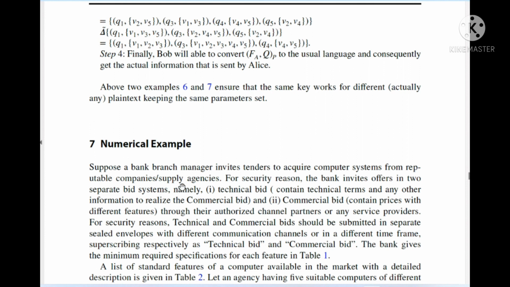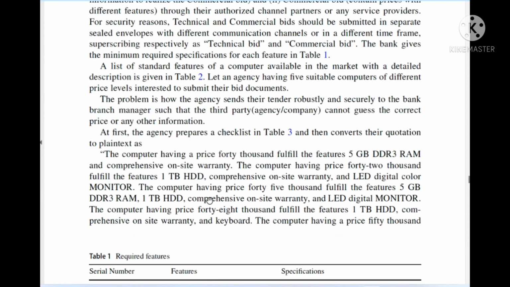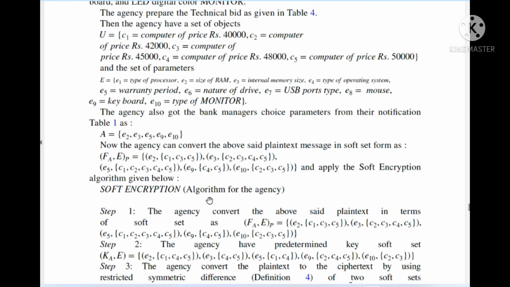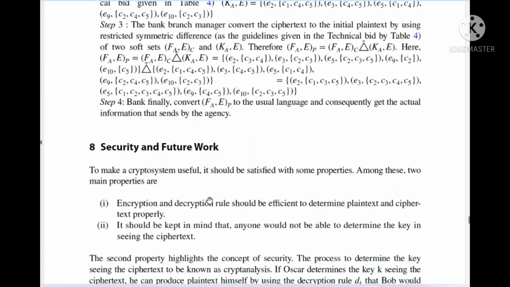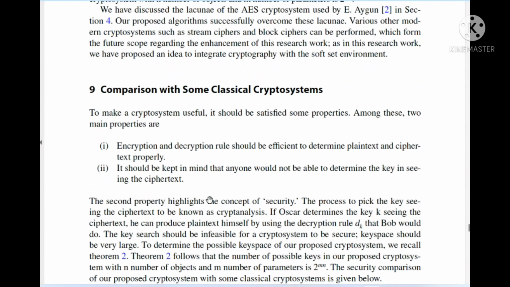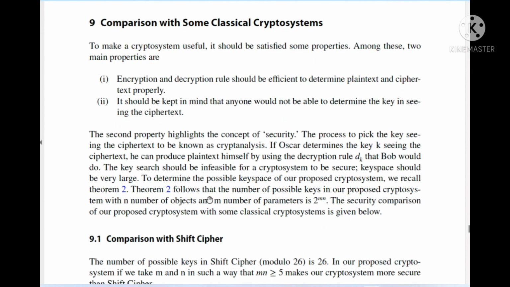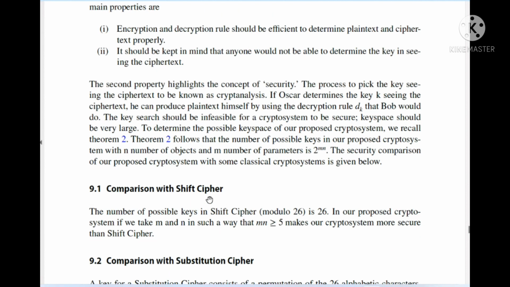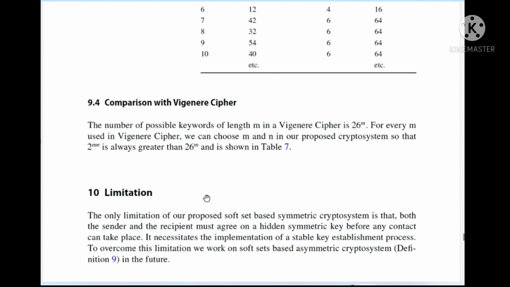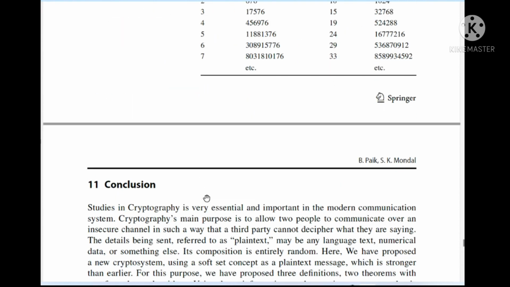In section 7, we have checked and verified the security of our crypto system through a numerical example. In section 8, we have discussed the future works. In section 9, we compared the security behavior of the proposed crypto system with some other classical ciphers. In section 10, we give some limitations of our proposed work. Finally, we have concluded our work.